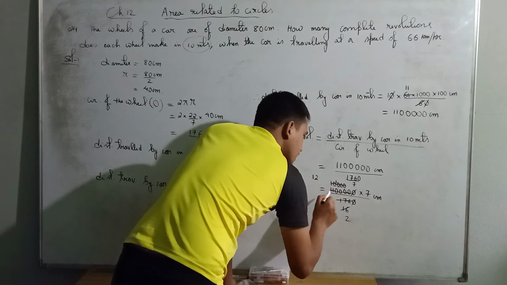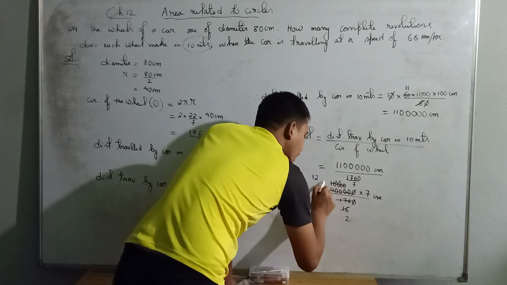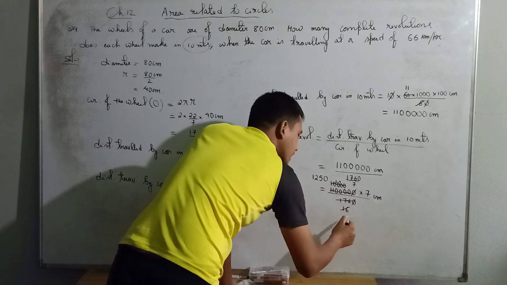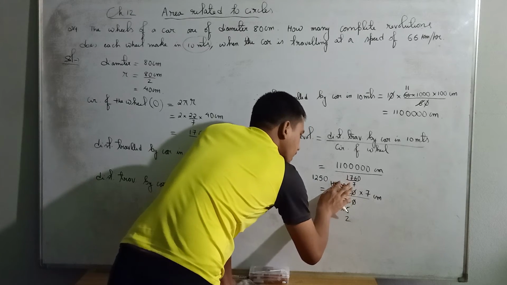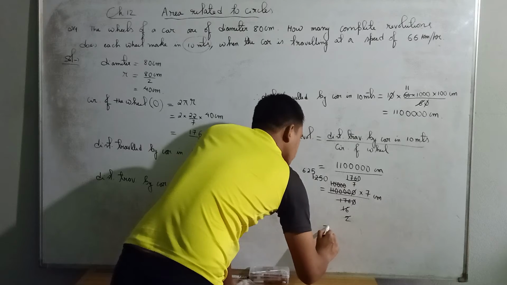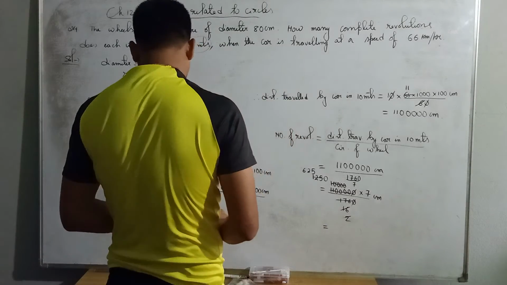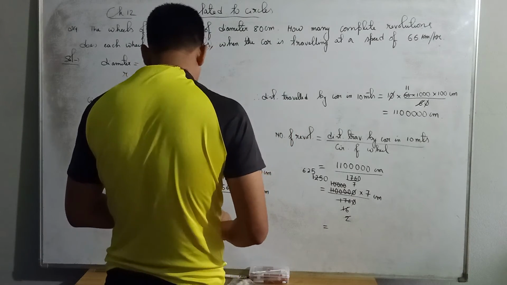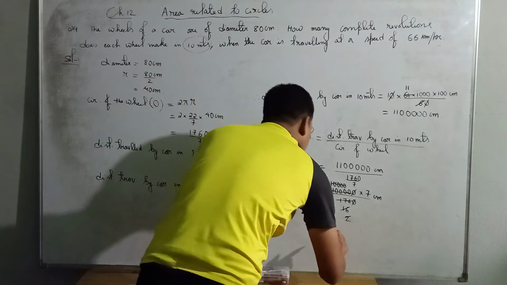8 2s are 16, 4 carry, 8 5s are 40 and 0. I can cancel it by 2 again. 2 6s are 12, 2 2s are 4, 2 5s are 10. So 625 multiplied with 7 gives you 4375.